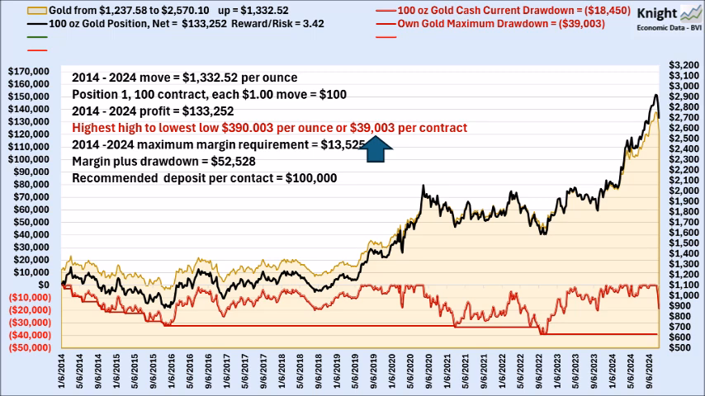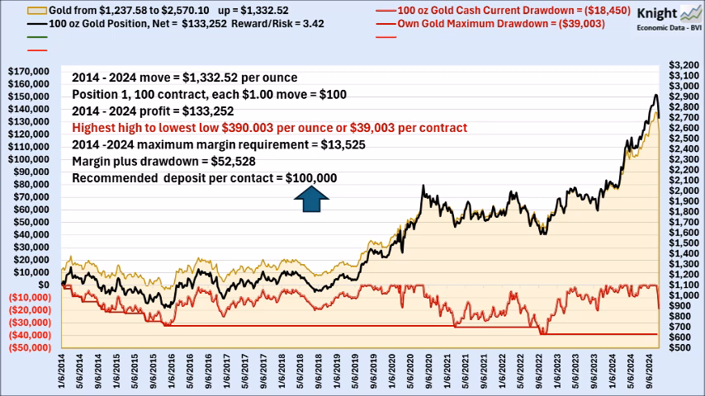The minimum you should allocate to capture a long-term move in gold from $2,570 per ounce with no hedges or defined risk strategy in place should be the previous worst-case percentage drawdown, or in this example, $39,003 per 100-ounce contract, plus the maximum margin requirement over the last 10 years for a 100-ounce gold contract of $13,525. Or to maintain this long-term unhedged position responsibly, $52,528 per contract.